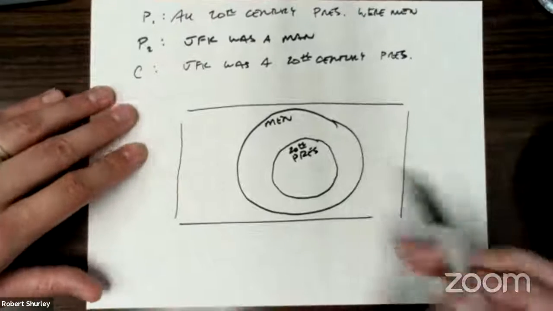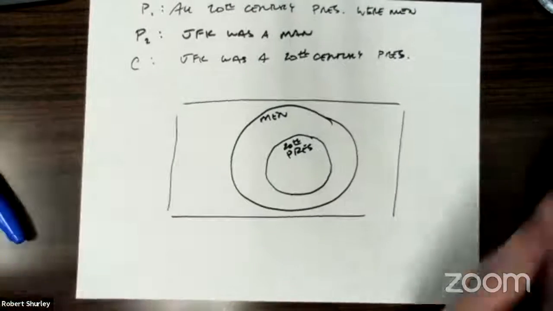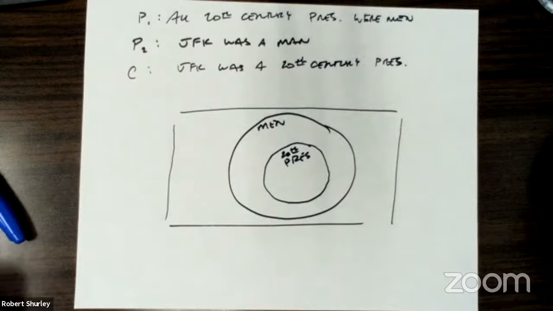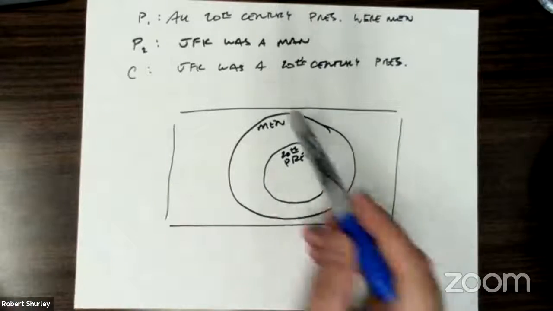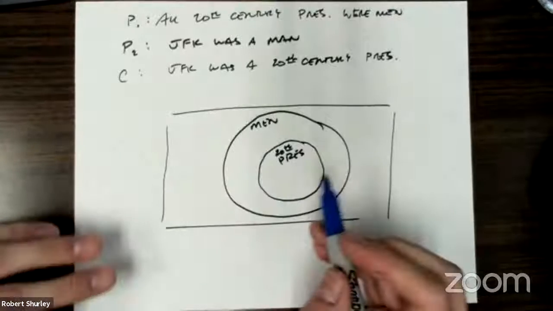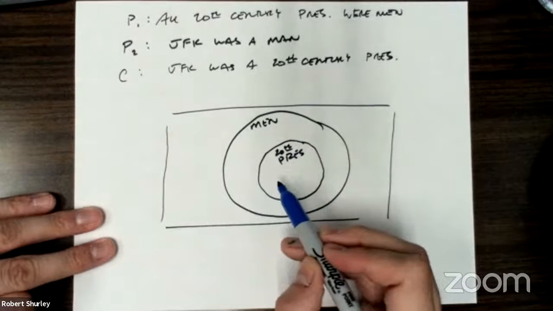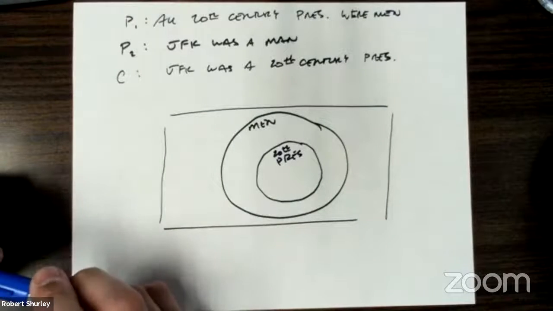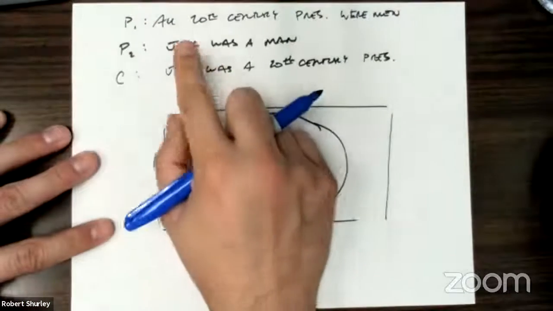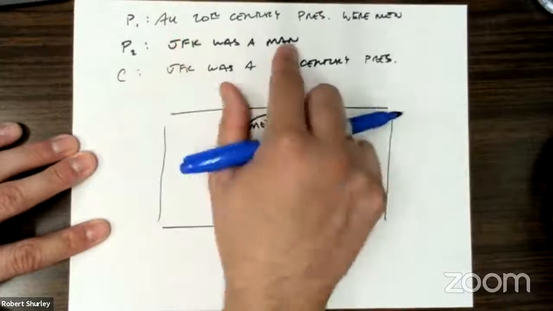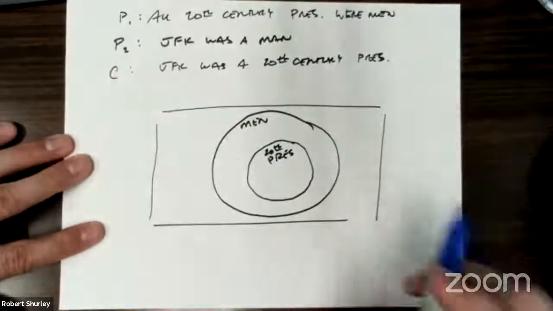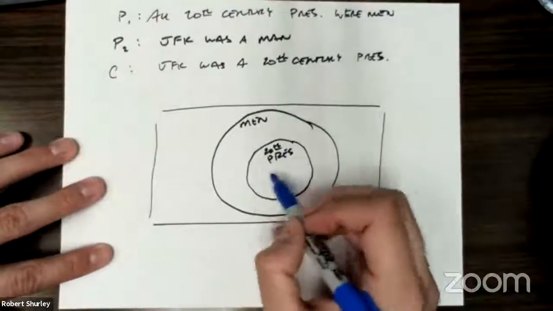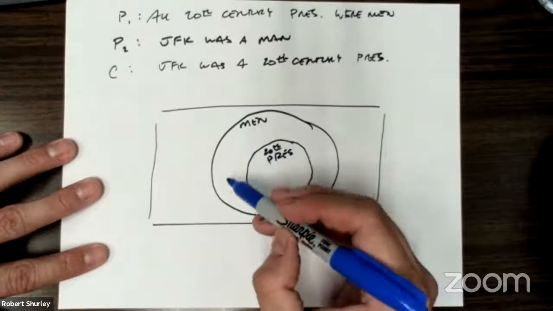20th century presidents. Now look, the second premise just says that JFK was a man. That's all it says. So if JFK is a man, he could be either in the 20th century president bubble or outside of the 20th century president bubble. Imagine it just said X person was a man, not JFK. Well, that doesn't mean they were president. They could also be out here.